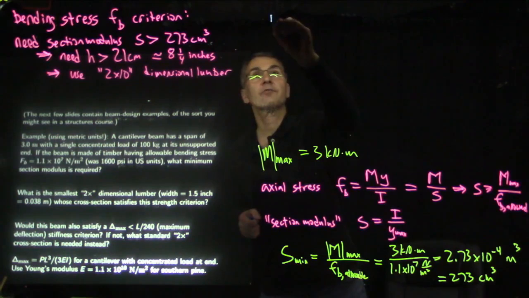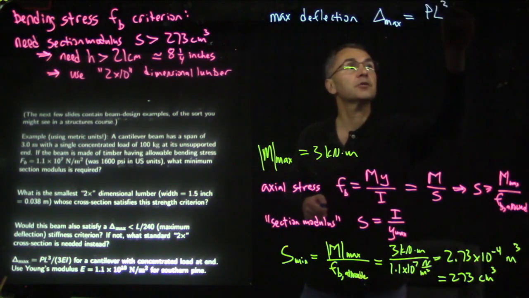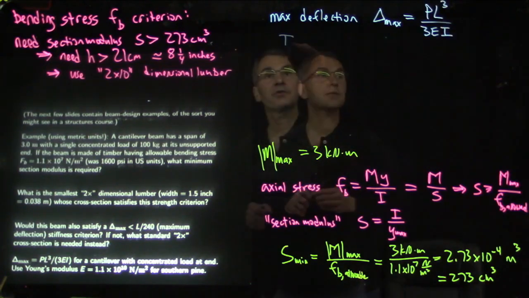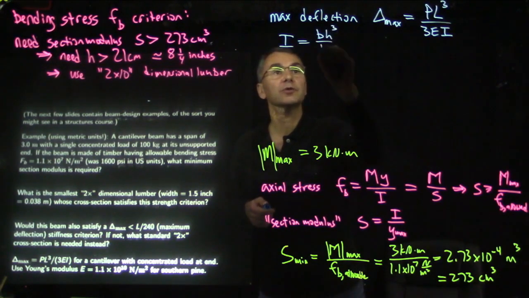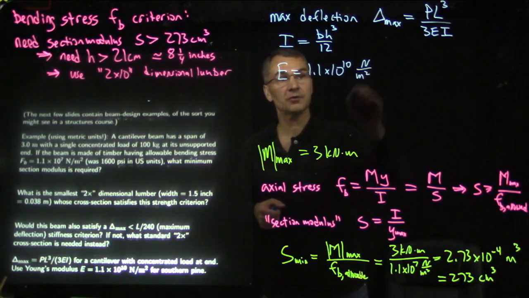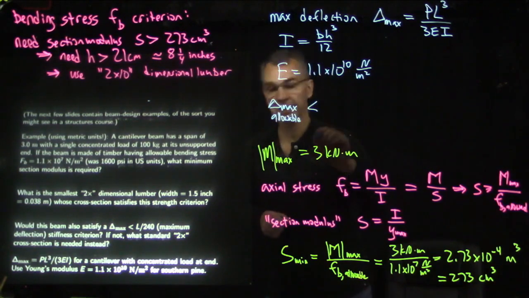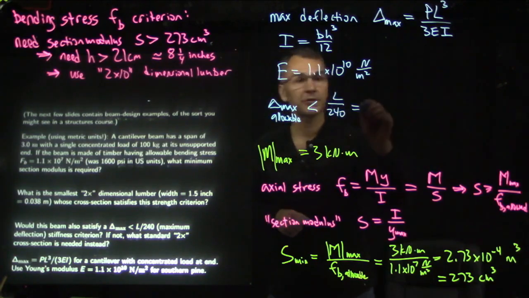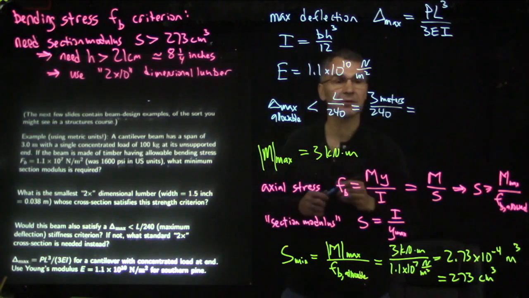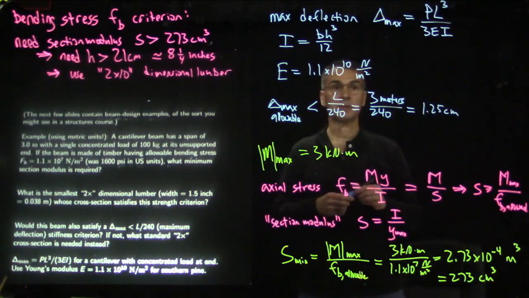Let's see. So we have maximum deflection, delta max, that's a capital delta, equals P L cubed over 3 EI. And we have I equals bh cubed over 12 for a rectangular beam cross section. And we're going to use Young's modulus equals 1.1 times 10 to the 10th newtons per square meter for southern pine timber. So we say delta max allowable is no more than L over 240, which is 3 meters over 240. So it's a little bit more than a centimeter: 300 centimeters over 240, 1.25 centimeters, about half an inch. Okay, so maximum allowable deflection for this 10-foot span is about half an inch. And will that work?